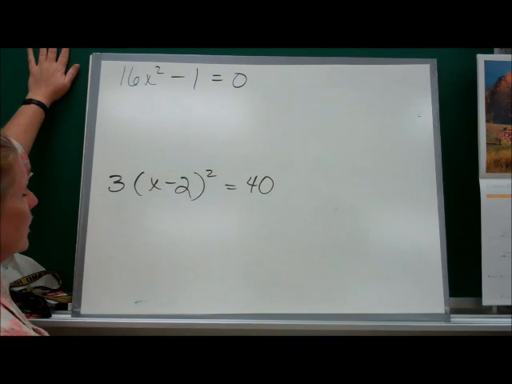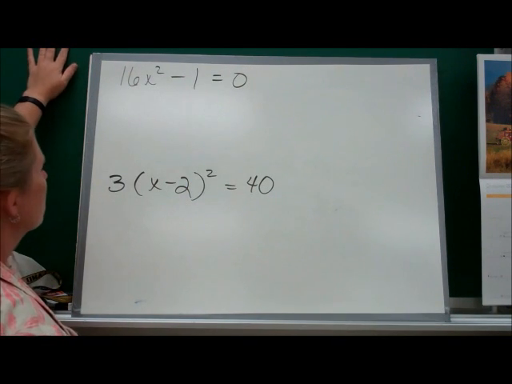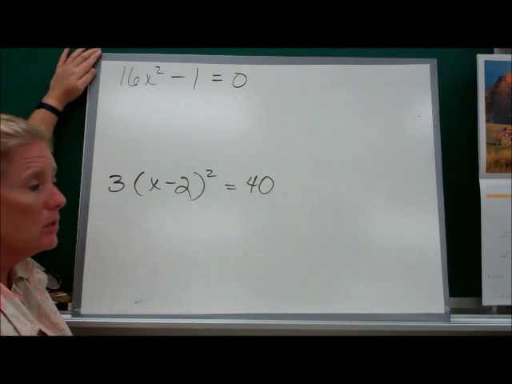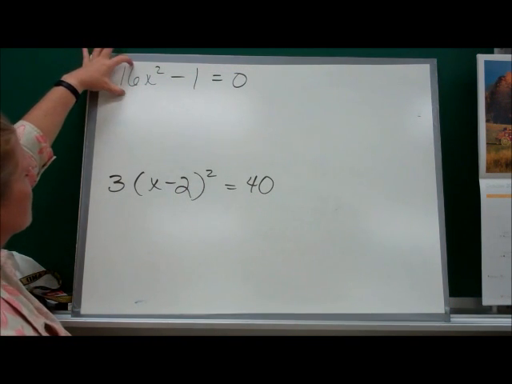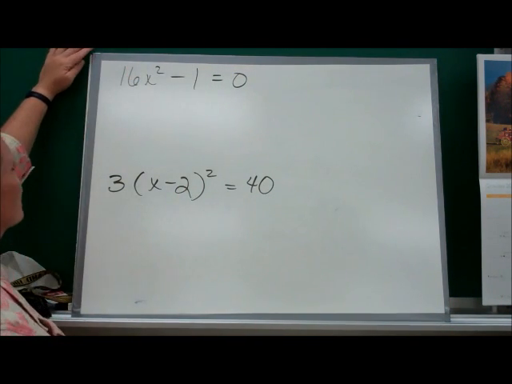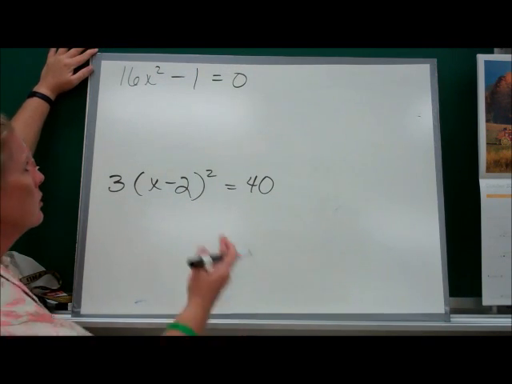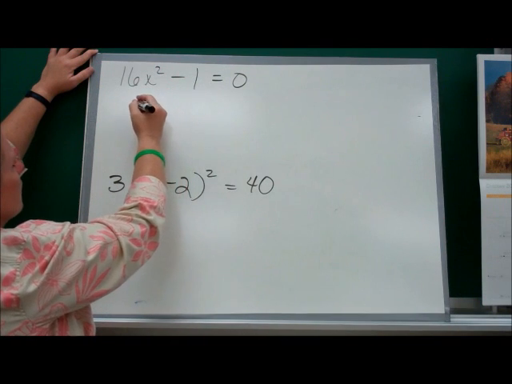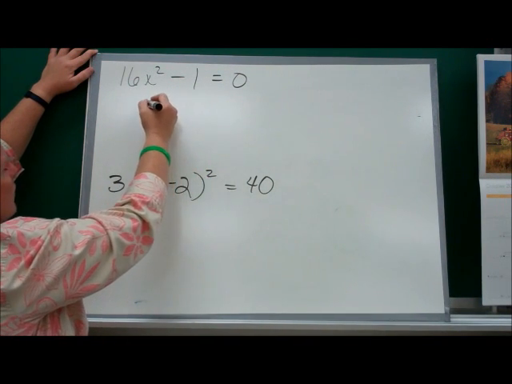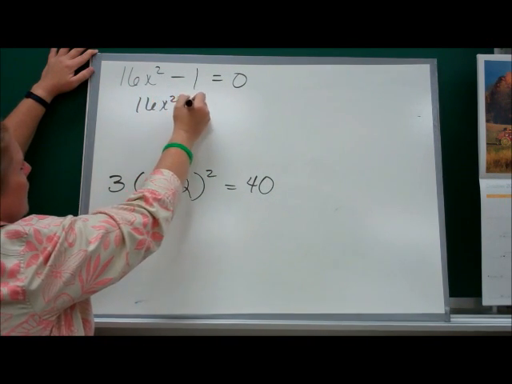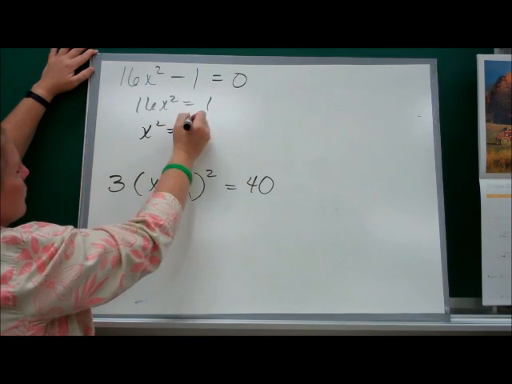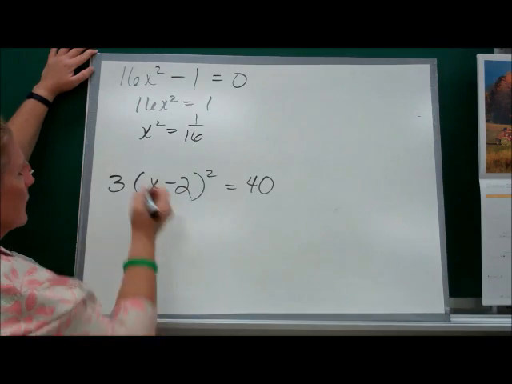16x squared minus 1 equals 0. Okay, here's one we can solve by taking square roots. You could factor it if you wanted to, since we know that this is a perfect square and so is that. But I wouldn't really expect you to. I'd expect you to isolate the x squared and then square root it. So add 1 to both sides. So 16x squared equals 1. Divide by 16. X squared equals 1 over 16. Square root.